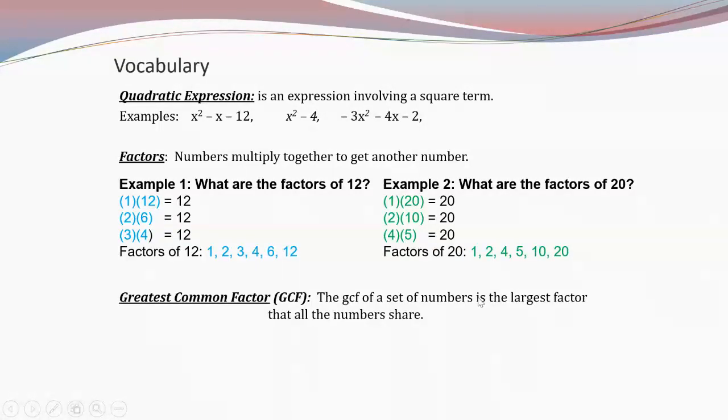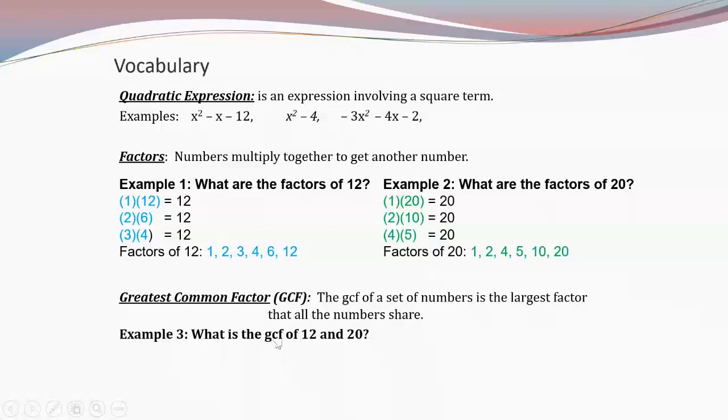Now comes the greatest common factor. The greatest common factor of a set of numbers is the largest factor that all numbers share. So in other words, it's the biggest number they have in common. That's another way to say it. The biggest or highest number they have in common.